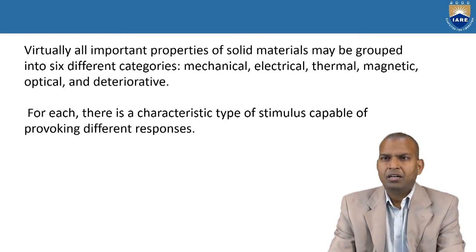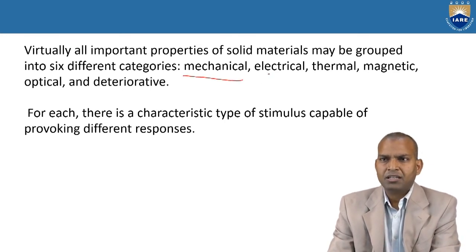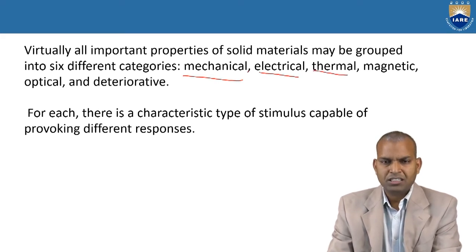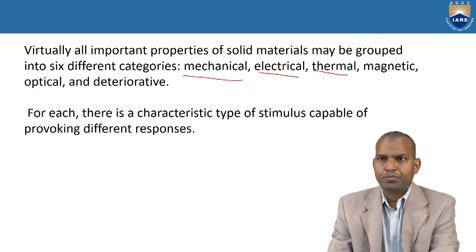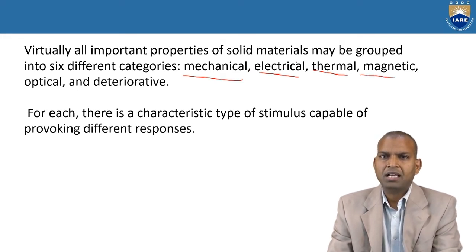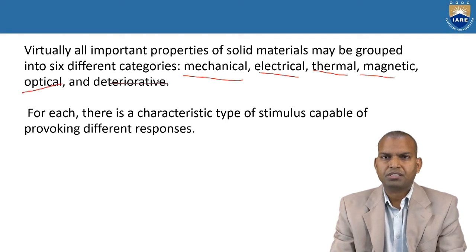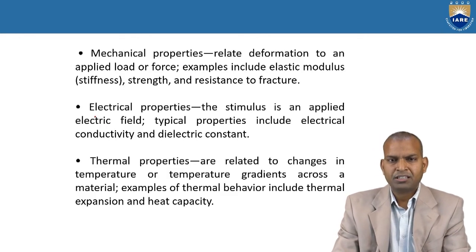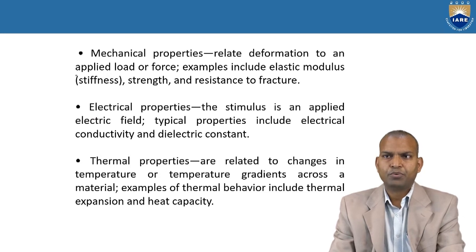So here, this is mechanical properties and electrical properties. The mechanical properties I have discussed so far include ductility, brittleness, hardness, malleability, creep, fatigue, etc. Then electrical properties and thermal properties, magnetic, optical and deteriorative properties. Now let us begin with what mechanical properties are. Mechanical properties relate to deformation under an applied load or force. Examples include elastic modulus, stiffness, strength, and resistance to fracture.